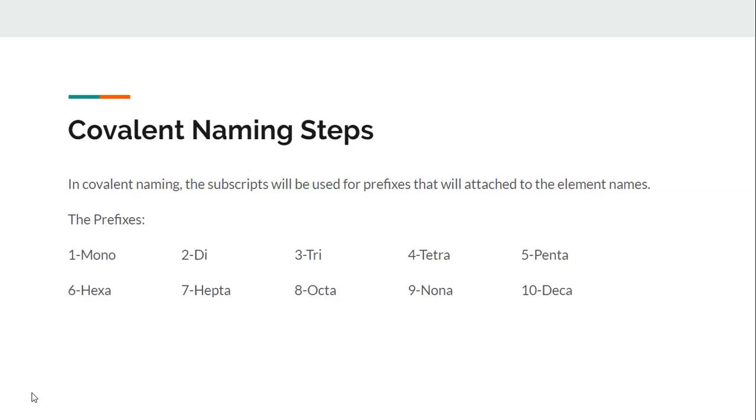Tri is 3, like a tricycle. Tetra is 4. If you ever played Tetris, they all have 4 squares in each of the shapes. 5 is penta, like the pentagon. 6 is hexa, like a hexagon. 7 is hepta, like the heptathlon, where you do 7 events. 8 is octa, like an octagon, or a stop sign, 8 sides. 9 is nona, and then 10 is deca, like a decathlon, where you have 10 events.